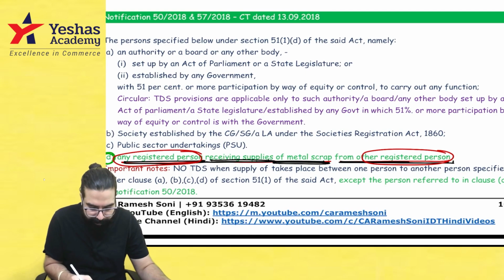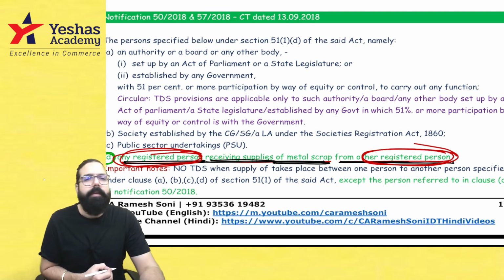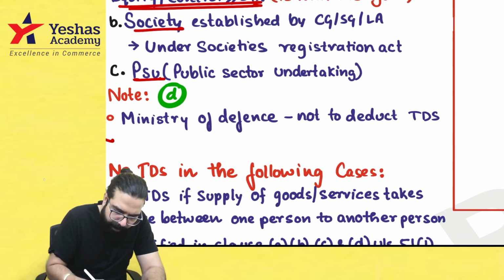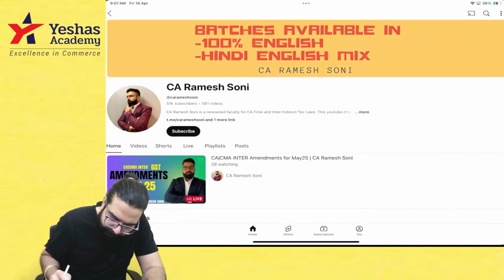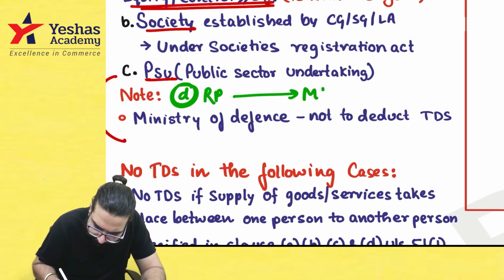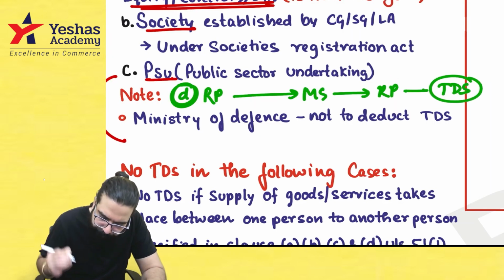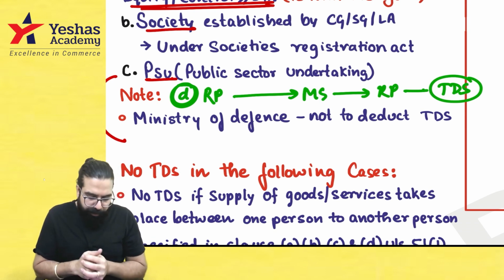The fourth one has been one registered person supplying to another registered person. So you can write down over here, after C, one D point has been inserted. What is the D point? If one registered person is supplying metal scrap to another registered person, then TDS will come. I hope this point is clear to all of you. Yes, sir, this point is clear.